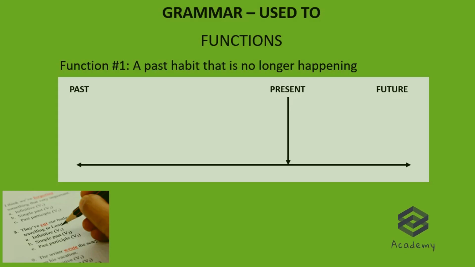The grammar point used to is a very useful piece of grammar and quite easy to use as well, and it has two very similar functions. Let's look at the first one. We use used to describe a past habit that is no longer happening.